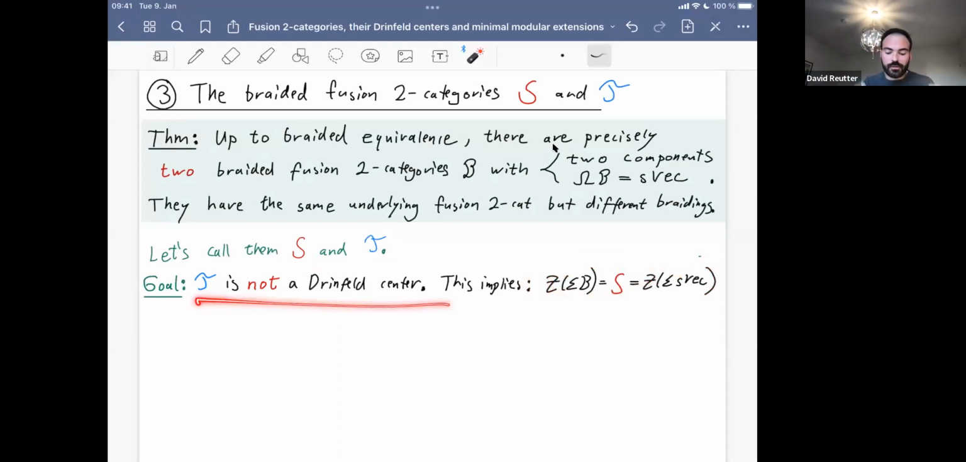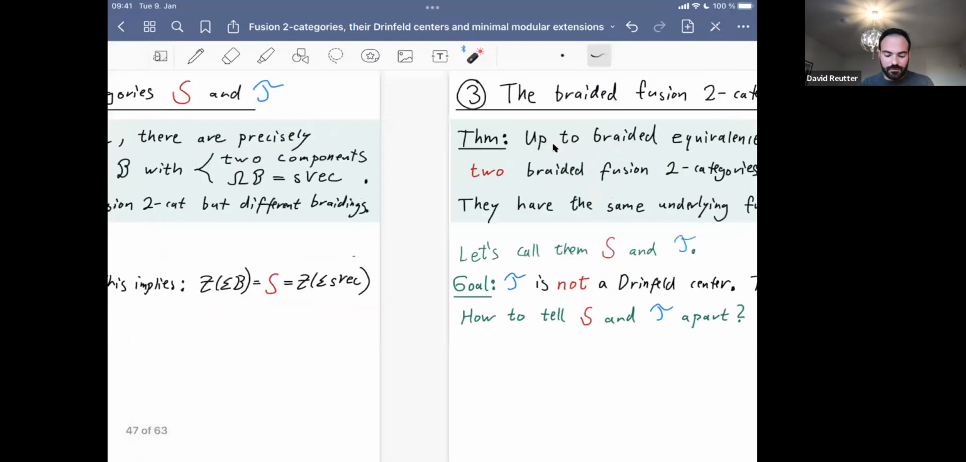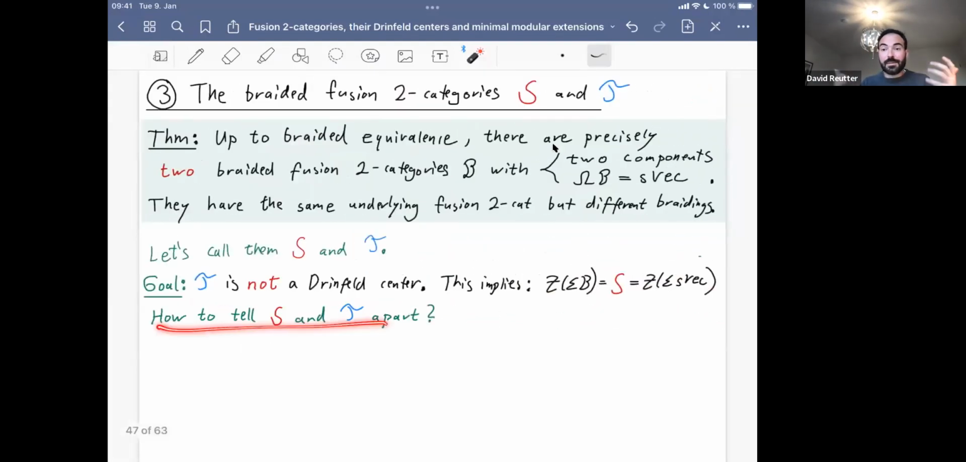So, what to do to show that T is not a Drinfeld center? Similarly, the question is how to tell S and T apart. I'd love to have a number of ideas for trying to show that T is not a Drinfeld center. Some of them are nicer and some of them are more hacky. We settled with one which is semi-hack. It's not the nicest way to tell that something is not a Drinfeld center, but it works for this purpose and turned out to be the easiest, most direct argument.